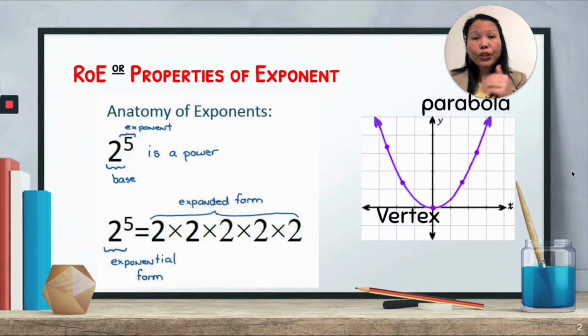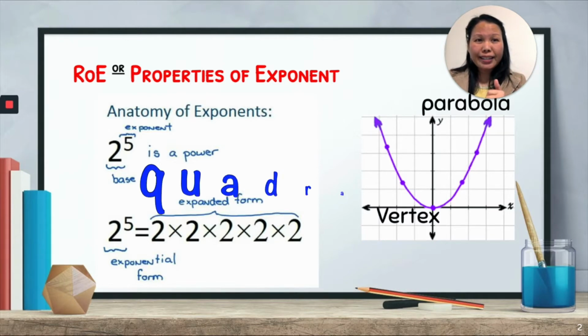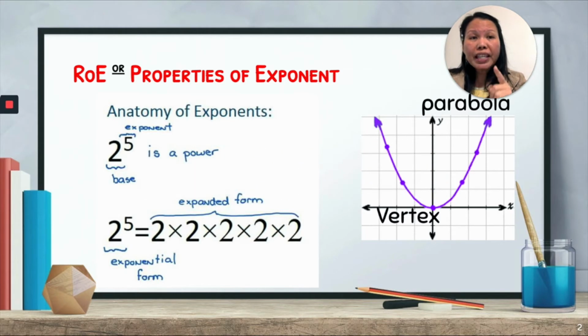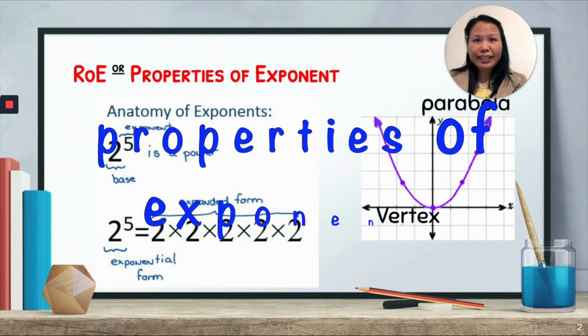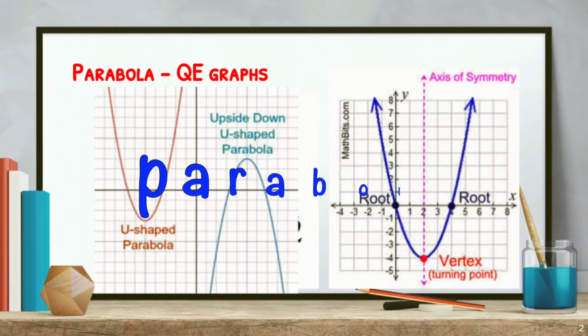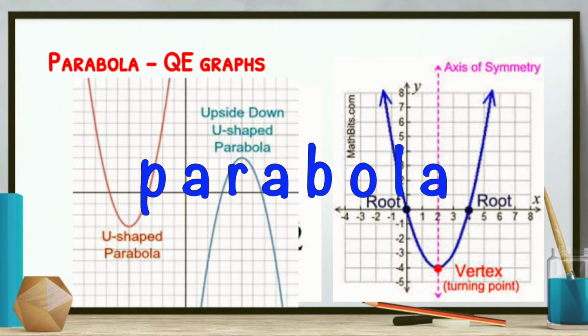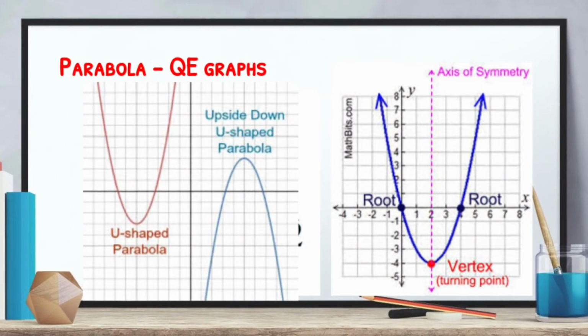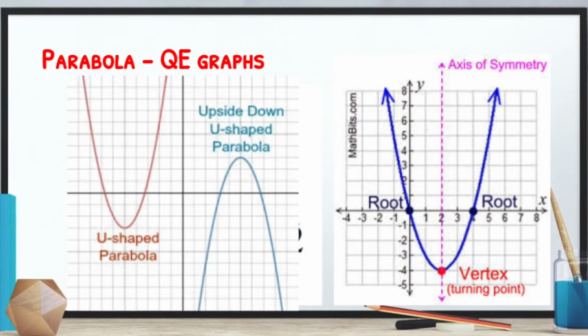Next, let's make sure that we can say a few words here. Let's say quadratic. Very good. Next, properties of exponents. Good. Parabola. Parabola, which is the graph for the quadratic functions.